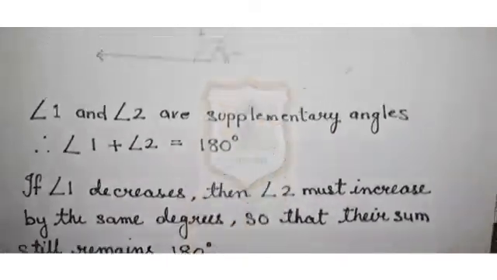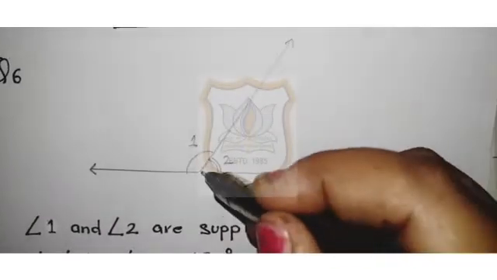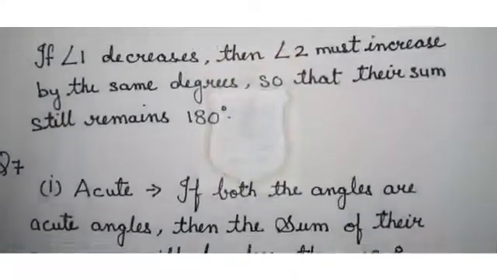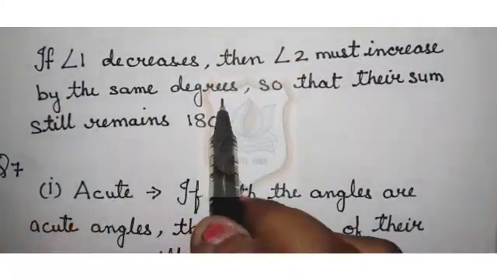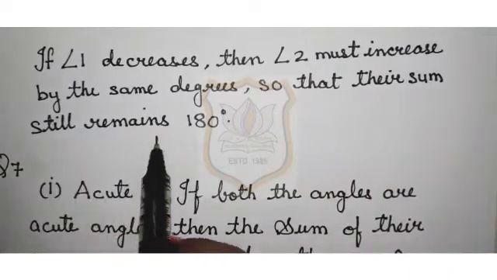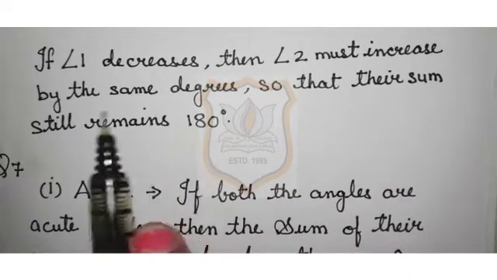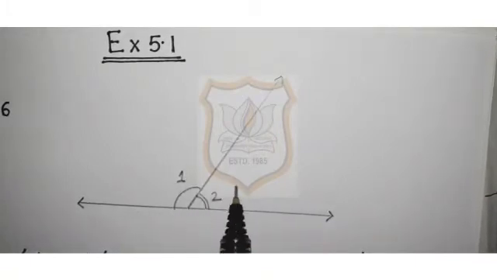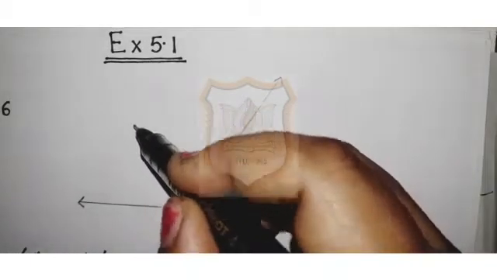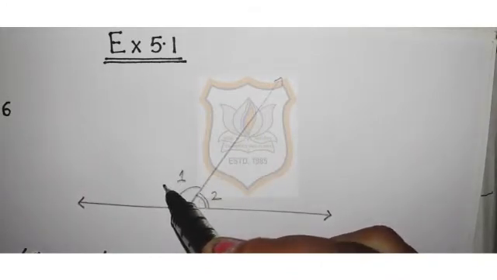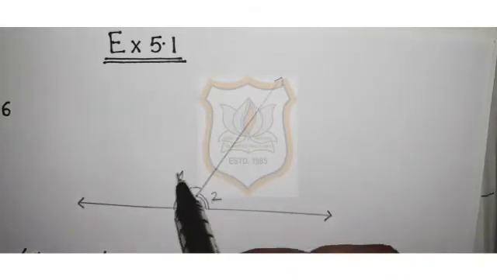It means if I decrease angle 1 like this, then angle 2 will increase by the same degree, so that their sum still remains 180 degrees. The sum of both the angles will remain the same. If I decrease angle 1, then angle 2 will automatically increase by the same degree, and the sum of both the angles will remain the same.